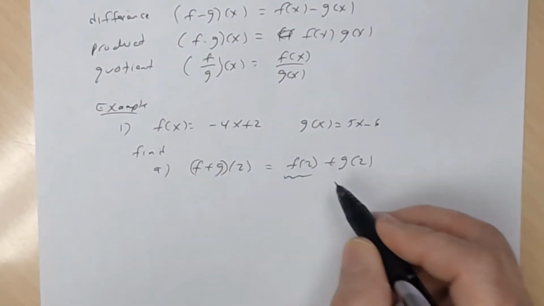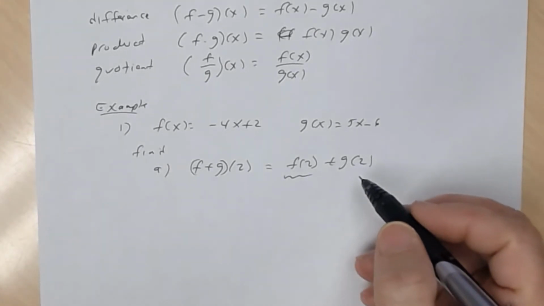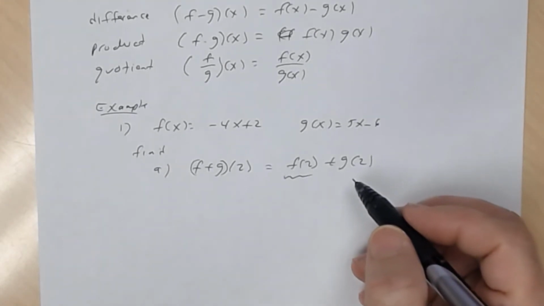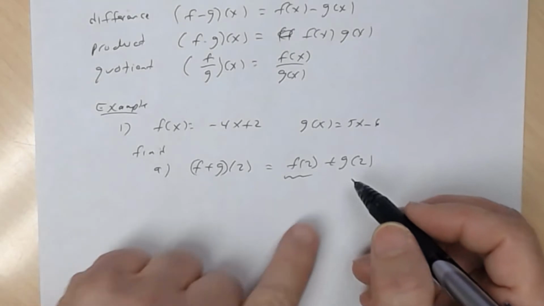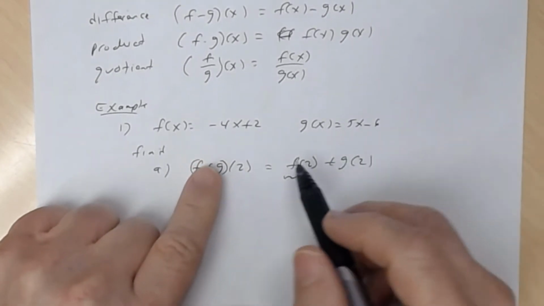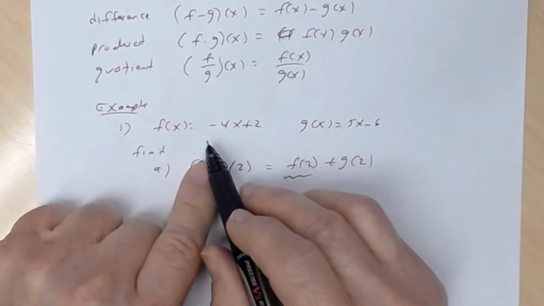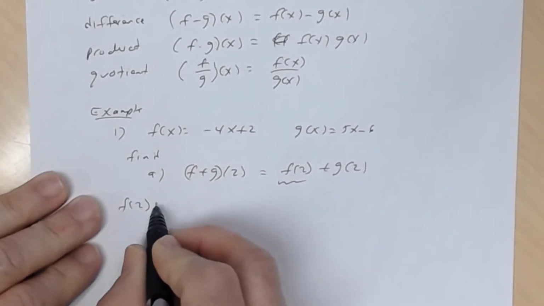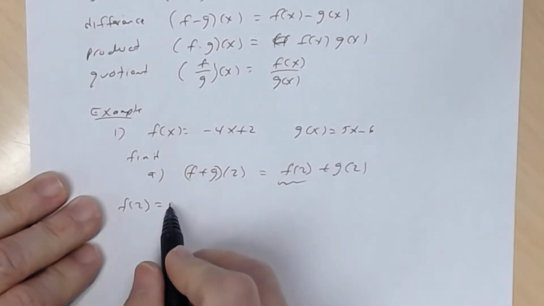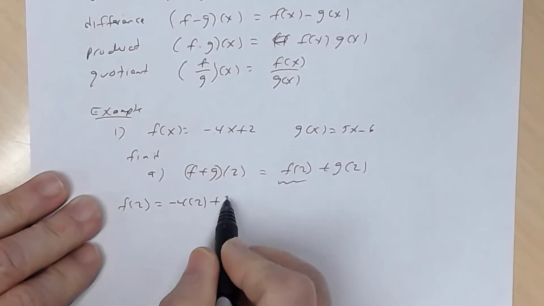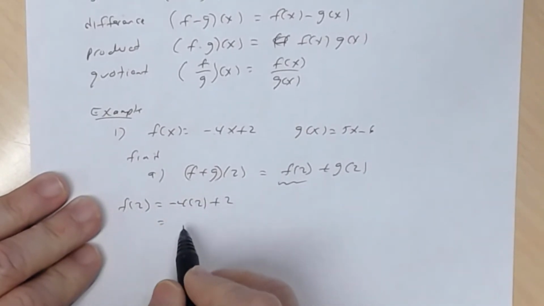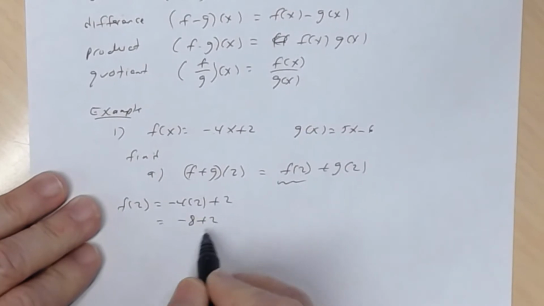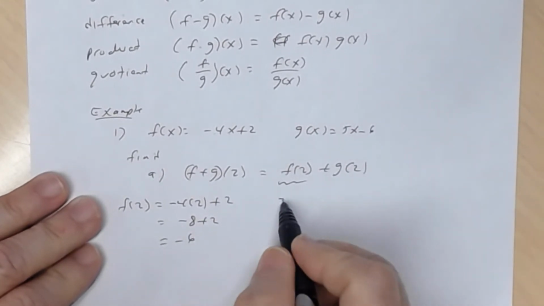So I've got to find f of 2 first. All right, well, no big deal. I can find f of 2. Now remember, you have to go to your function f. So I'm going to go off to the side here. I'm going to find f of 2. So f of 2 will be negative 4 times 2 plus 2. Well, negative 4 times 2 is negative 8. Negative 8 plus 2 is negative 6. So that becomes negative 6.